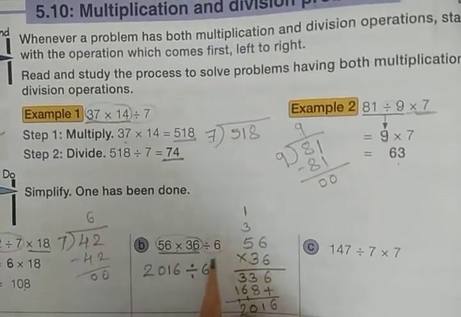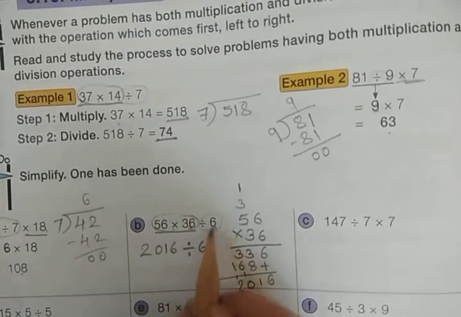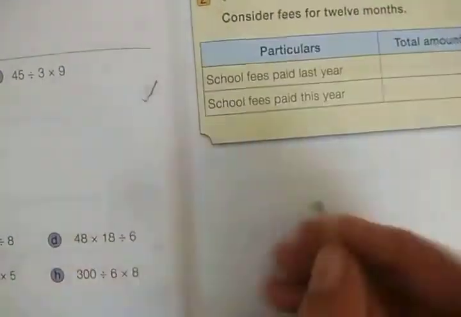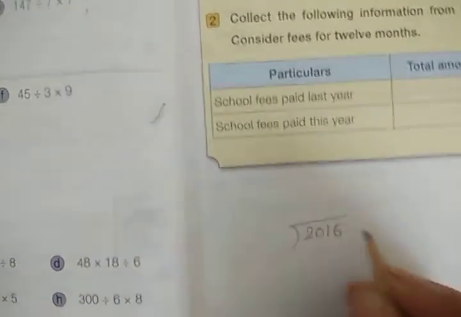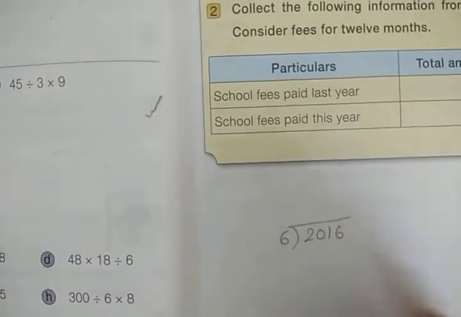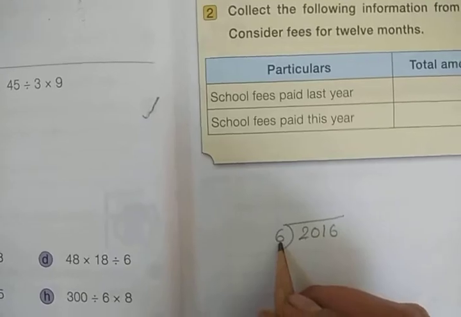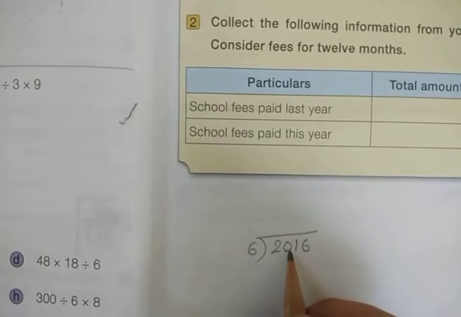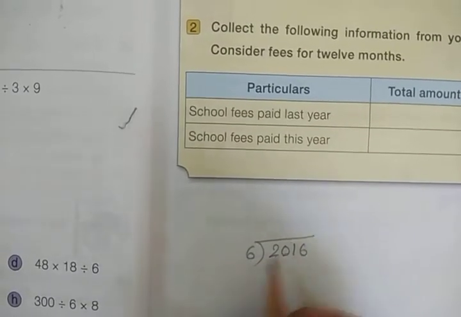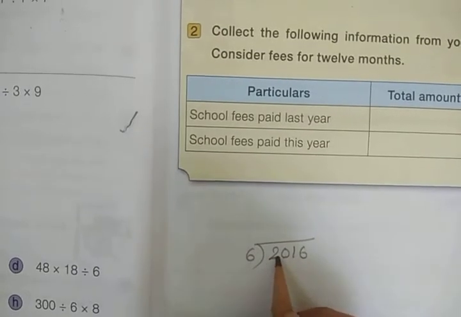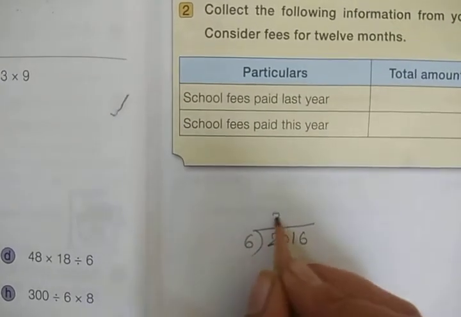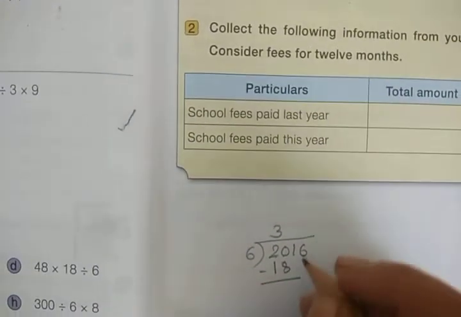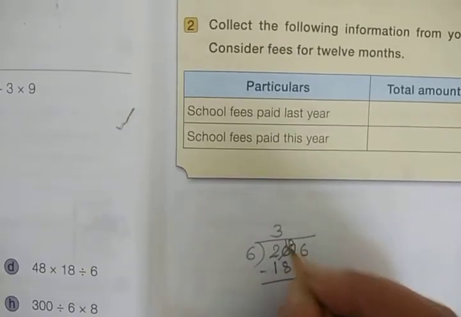The next operation is divided by 6. 2016 divided by 6 we will do. Here 2 is smaller than 6, so we take two numbers together. 20 we take. In the 6 table 20 is not there. In the 6 table, 6 threes are 18 is there, which is smaller and nearer to 20. 6 threes are 18. Subtract. 0 minus 8 is not possible.